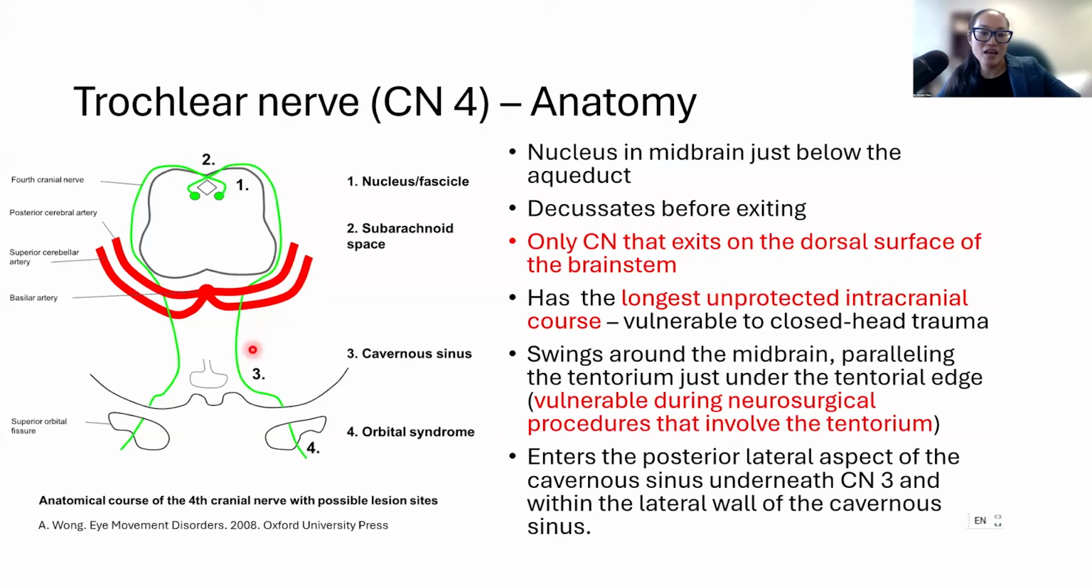After that, it then enters the posterior lateral aspect of the cavernous sinus, right underneath cranial nerve 3, and then goes into the orbit. And again, this is a good diagram to summarize basically all the possible places that you can get a cranial nerve 4 palsy, where the lesion could be, with the subarachnoid space being probably the most common one because it is unprotected there.